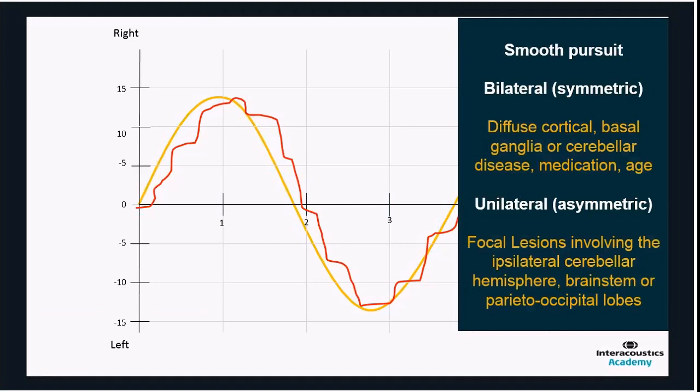A unilateral change, either in the right or left direction, identifies slightly different areas within the central nervous system as being involved in that pathway. So we may be now thinking more of a focal lesion or an ipsilateral cerebellar hemisphere, such as an ischemic event, or within the brainstem or the parietal or occipital lobes.